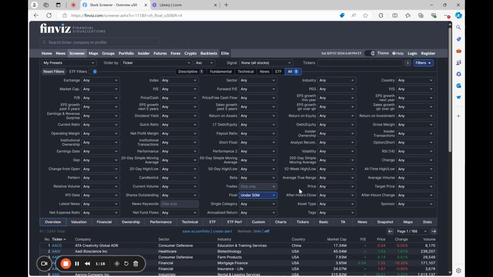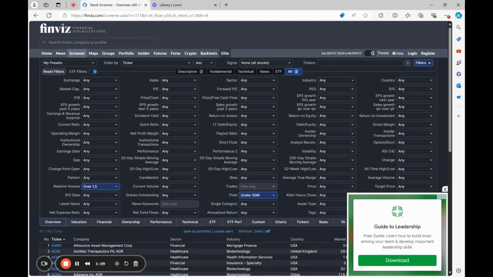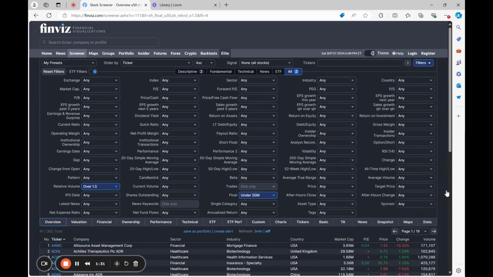So our next filter is going to be the relative volume filter, and we're going to put this to over 1.5. Basically, this is going to compare the current volume of the stock to the average volume, and this will tell us that there is still significant market interest in the stock because the stock is trading significantly above its average volume.